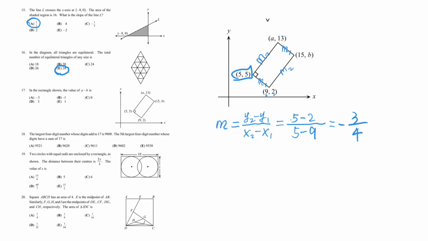So also we know for two perpendicular lines, M1 equals negative 1 over M2. They are negative reciprocals. So M2 equals negative 1 over M1, equal to negative 1 over negative 3 over 4. The reciprocal of 3 over 4 is 4 over 3. So negative negative is positive. M2 equals 4 over 3.